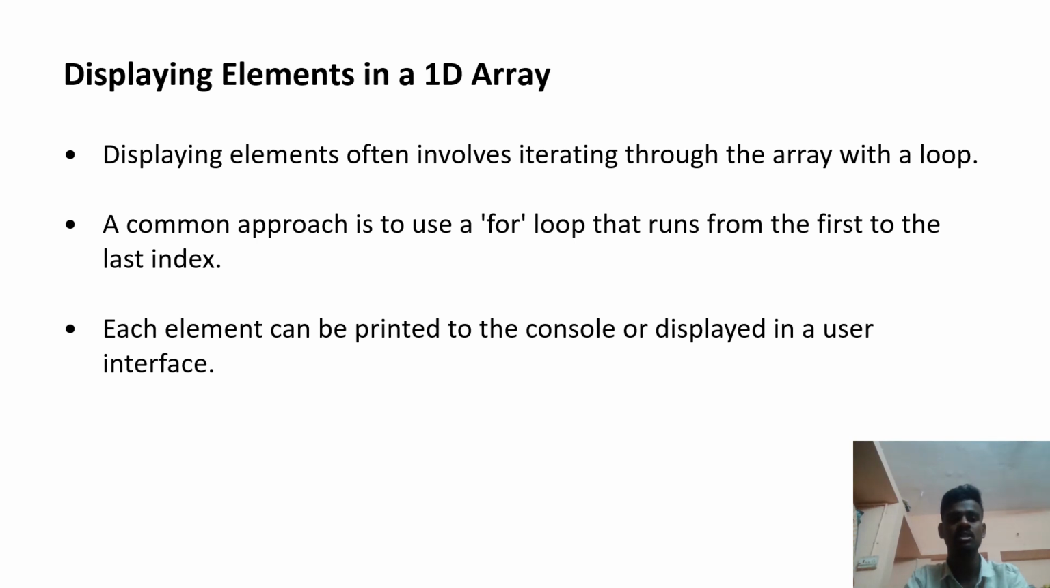The main function is displaying elements in an array. Displaying elements often involves iterating through the array with a loop. A common approach is to use a for loop that runs from the first to the last index. Each element can be printed to the console or displayed in a user interface.